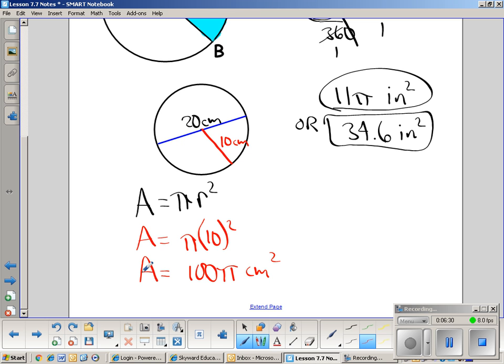And when we start mixing these things together, the common mistake is that we confuse the circumference formula with the area formula. So be careful with that. Make sure you label your formulas well. Make sure you know where they're at, and practice using the right ones. Any questions on what we've covered so far?